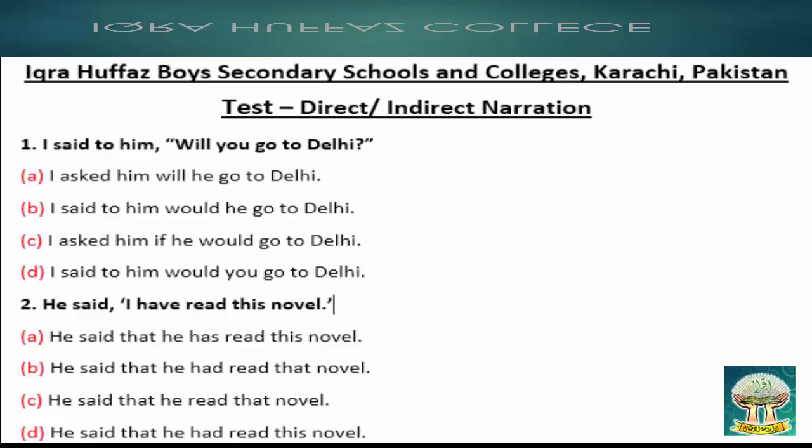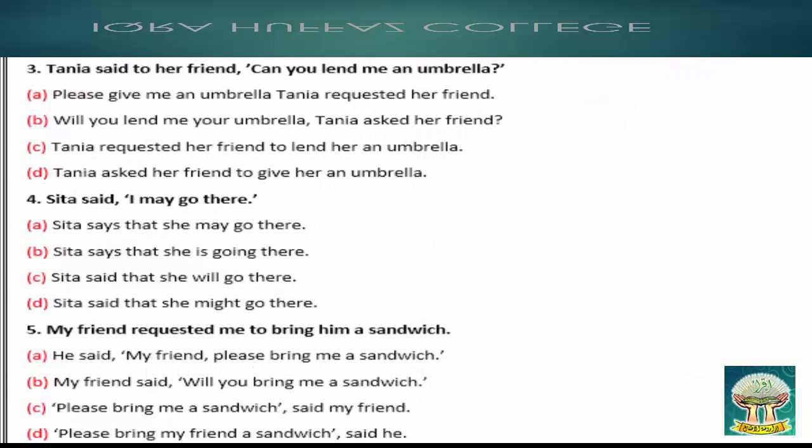There are 4 options given. You may choose any option and write it down in your register. Sentence number 3: Tanya said to her friend, can you lend me an umbrella? Options are given before you, A, B, C or D. Sentence number 4: Sita says, I may go there. 4 options are given, A, B, C, D. You may choose and write down any one option in your register.